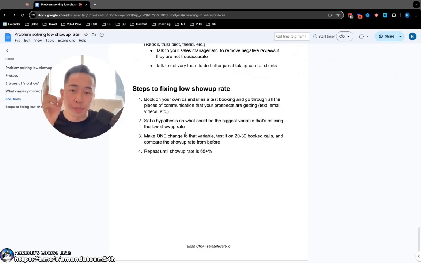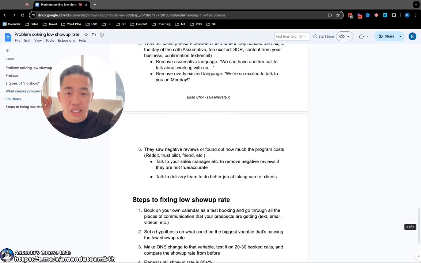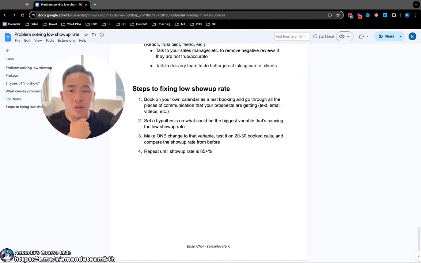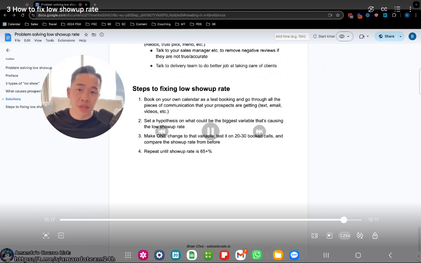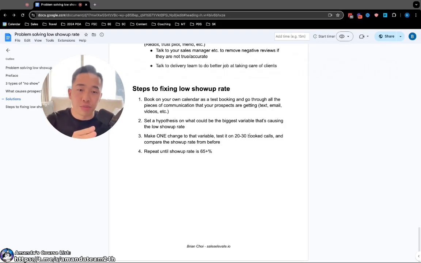And then after going through that, set a hypothesis based on these root causes, or maybe something else. I think this is causing the no-show. I think it's because these texts look too automated. I think it's because I didn't find a tangible problem in the triage, or the setters are not doing it. And then make one change to that variable and test it on 20 to 30 booked calls. If it's like 5 or 10, I typically find that it's not enough. So this will usually be a week's worth of data, right? 20 to 30 booked calls. And then compare the show up rate from before. And yes, you should be tracking at least your show up rate. If not, then I'll also put the tracker in the data section. Okay. And then you repeat this until your show up rate is 65% or higher. And I know, very boring.